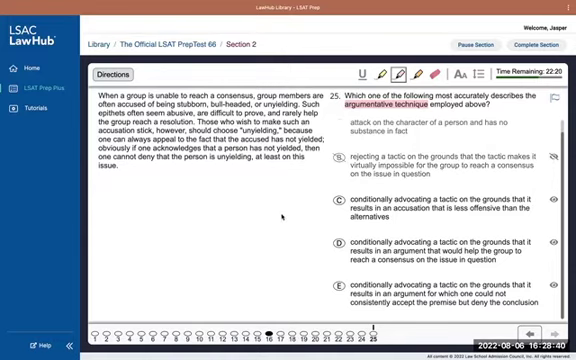All right. Conditionally advocating a tactic on the grounds that it results in an accusation that is less offensive than the alternatives. So they're not saying that you should use it because it's less offensive. They're saying you should use it because it's more defensible on the facts. So they don't focus on how the person accused of being unyielding feels about it, whether they feel offended or not.